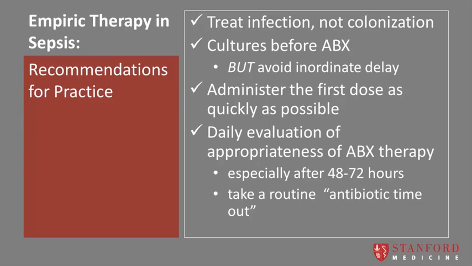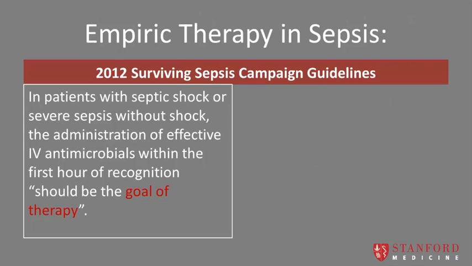An important cutoff is at 48 to 72 hours, at which time much microbiological information is available, as well as clinical information indicating the patient's current status and evolution. In fact, the most recent iteration of the Surviving Sepsis campaign has provided guidelines with regard to initiation of antibiotic therapy and its repeated evaluation. They state, for instance, that in patients with septic shock or severe sepsis without shock, the administration of effective intravenous antimicrobials within the first hour of recognition should be the goal of therapy.